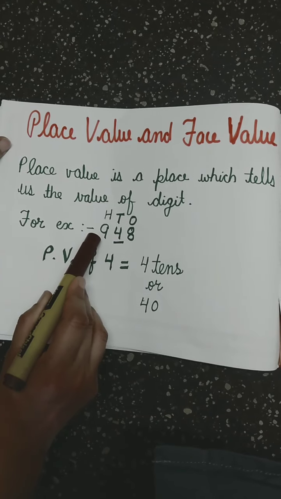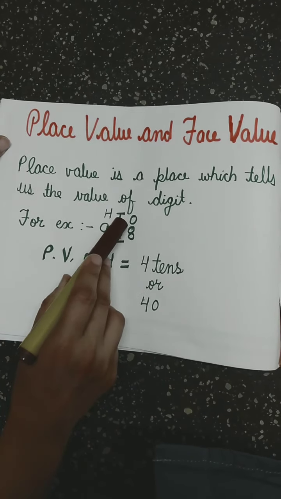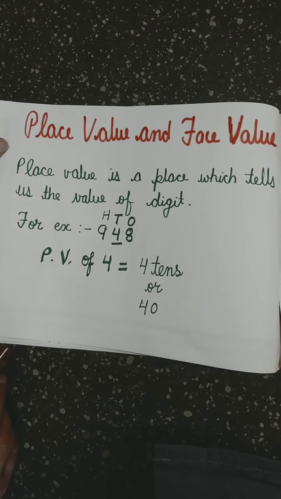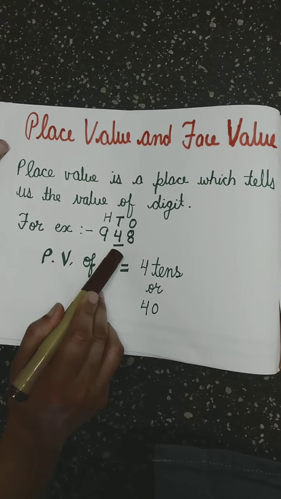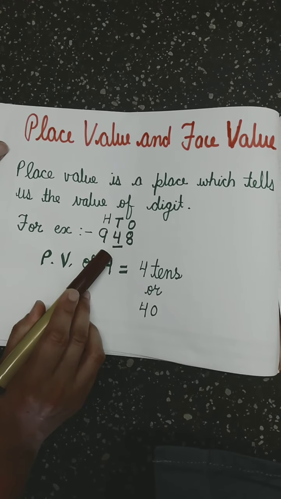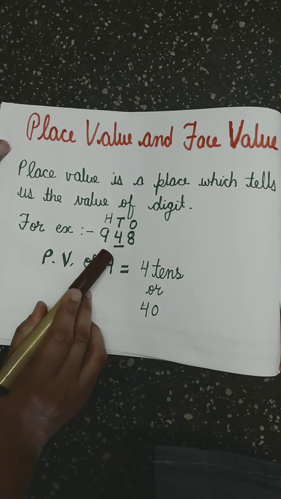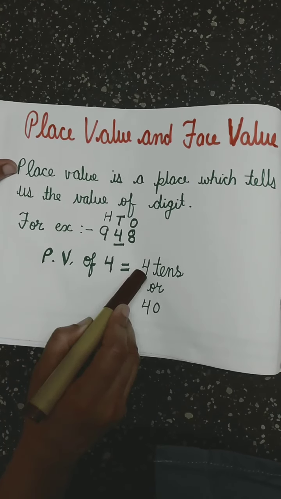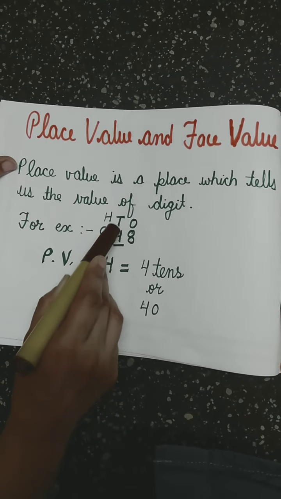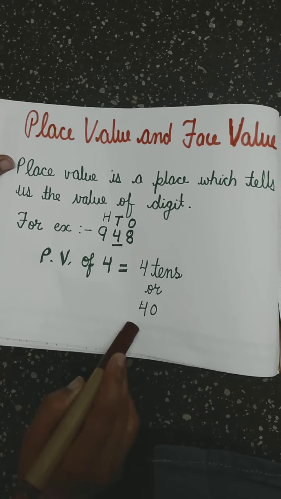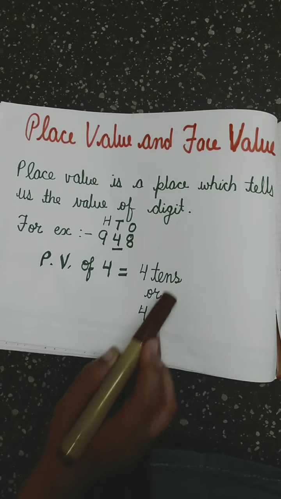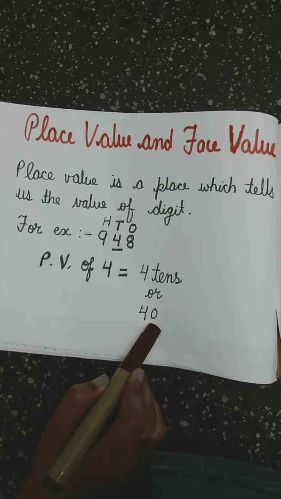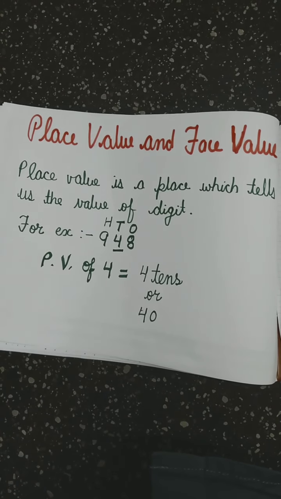948. 9 is standing under hundreds, 4 is standing under tens, and 8 is standing under ones. So in this we have to find out the place value of the underlined digit, and that is 4. First we will see that 4 is standing under tens. So we will write 4 tens, as 4 is standing under tens. Or we can write 40 also, because under tens we have only one 0. So like this we can find out the place value of any number.